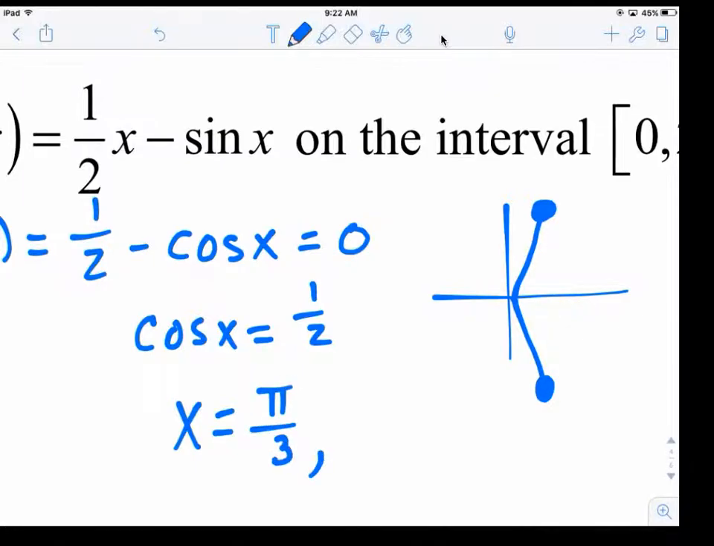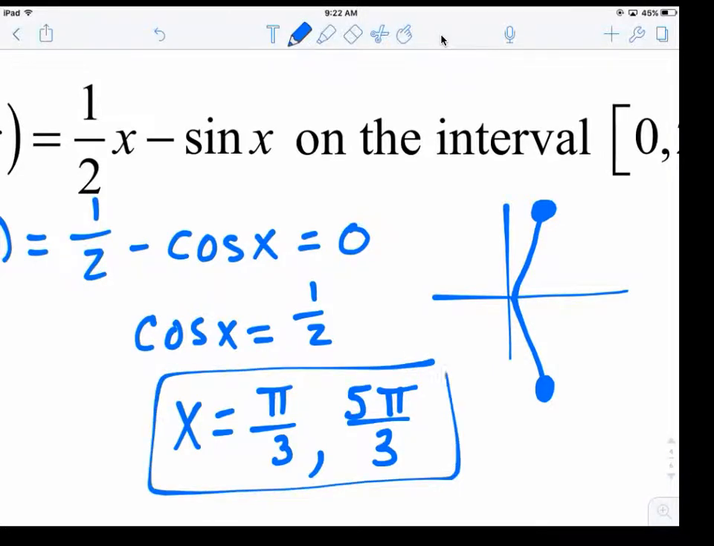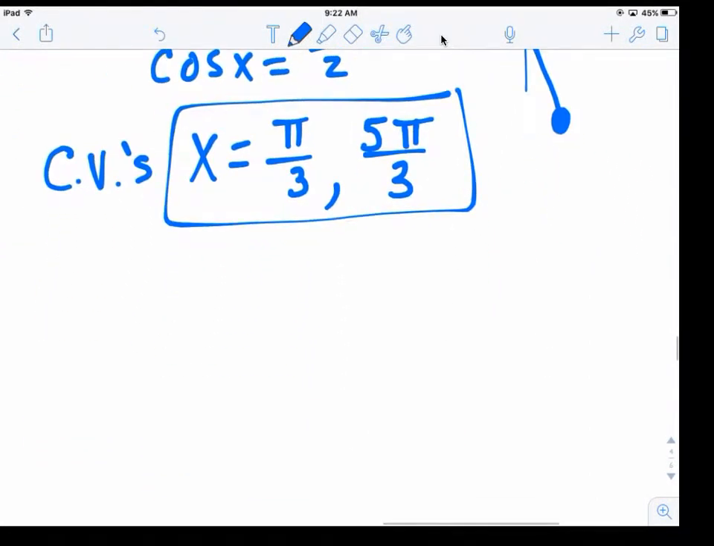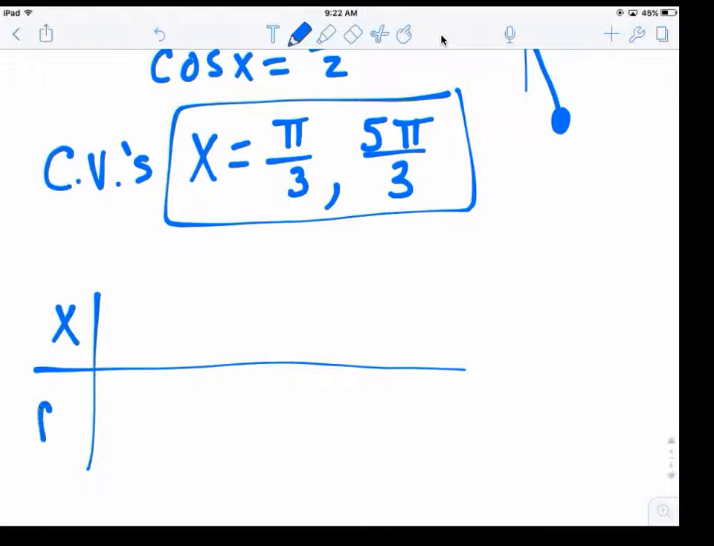So x would have to be pi over 3, right? And then pi over 3, 2 pi over 3, 3 pi over 3, 4 pi over 3, 5 pi over 3. Pi over 3. Right? So these are our critical values. So we need to test around that interval. So you got x, f prime.